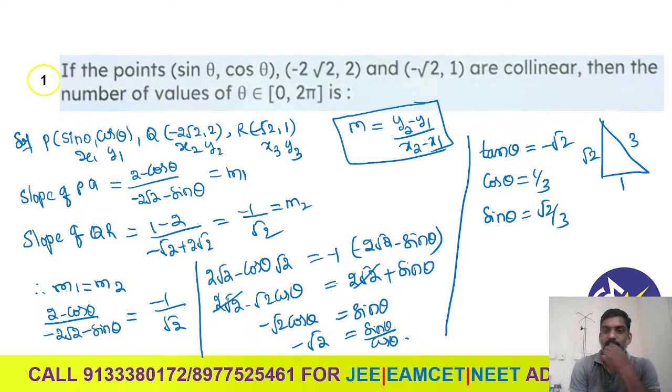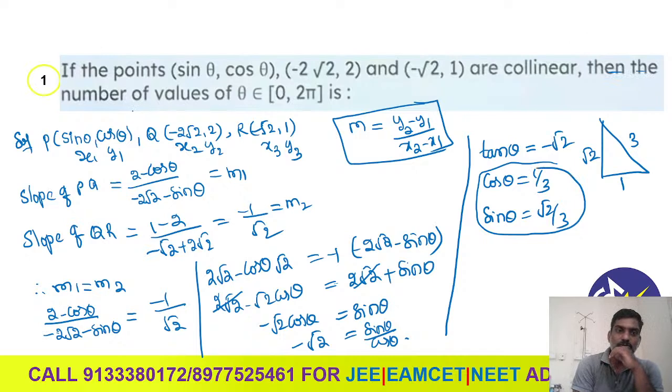Tan theta is negative in the second quadrant as well as in the fourth quadrant. Okay, I think there is no requirement of sin theta and cos theta, because they are asking for the number of values of theta belonging to 0 comma 2 pi.